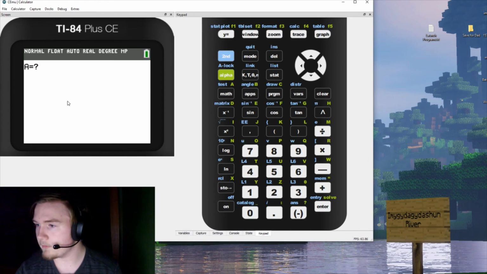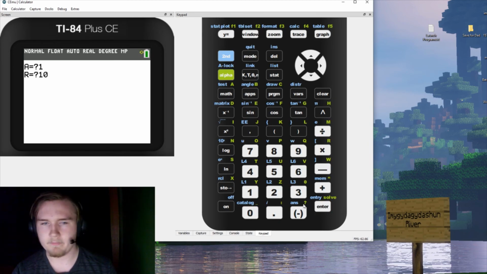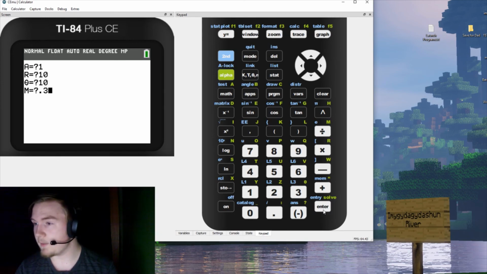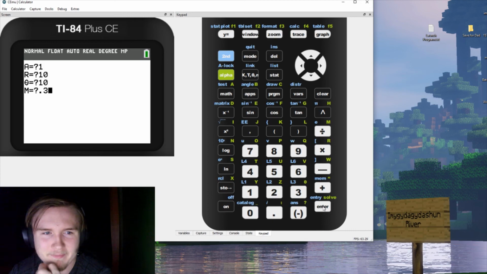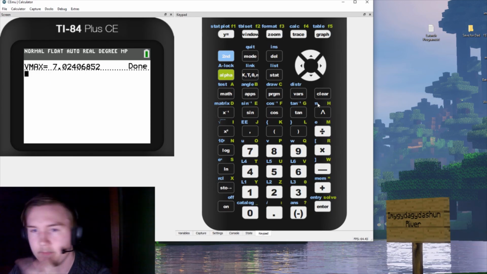What do I want to solve for? Okay, I want to solve for velocity, so I'll say 1, because that's what I'm solving for. What's my radius? Let's say my radius is 10. Let's say my theta is also 10, and let's say that the mu is 0.3. Mu has to be less than 1, or else the program will just shut down. It won't even work. Vmax is 7.02. Look at that. Then the program waits a second, and it's done.